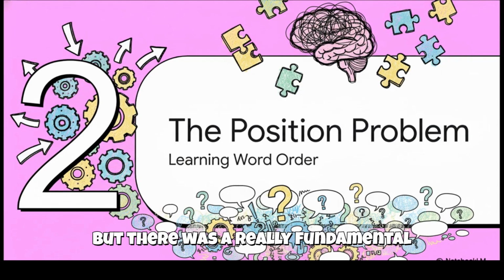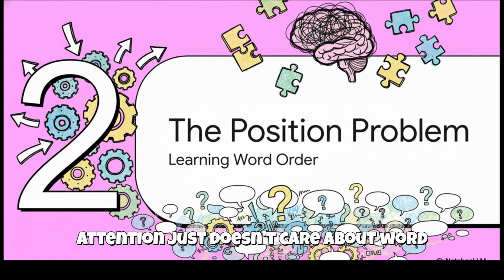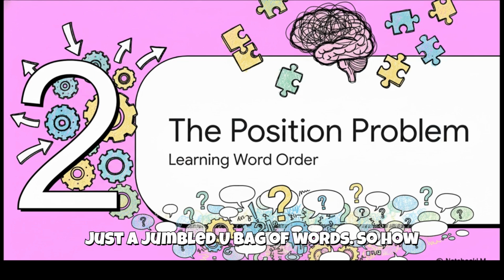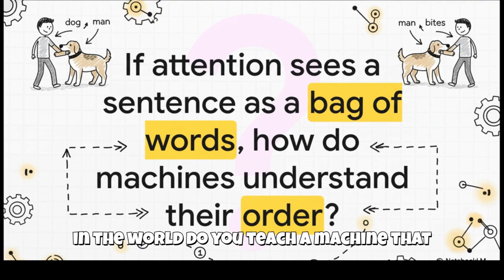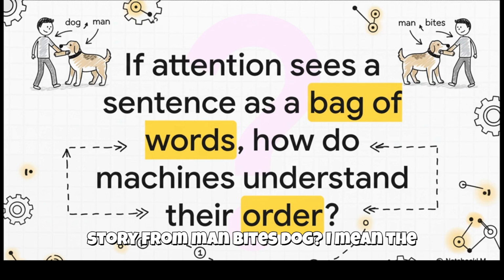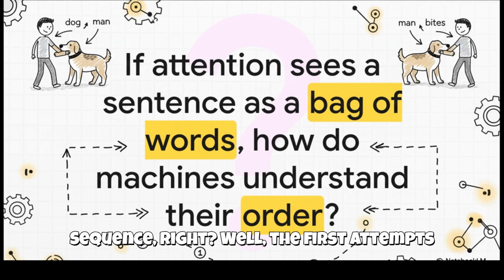But there was a really fundamental problem. In its purest form, self-attention just doesn't care about word order at all. To the model, a sentence is just a jumbled up bag of words. So how in the world do you teach a machine that dog bites man is a very, very different story from man bites dog? I mean, the model has to have a way to understand the sequence, right?